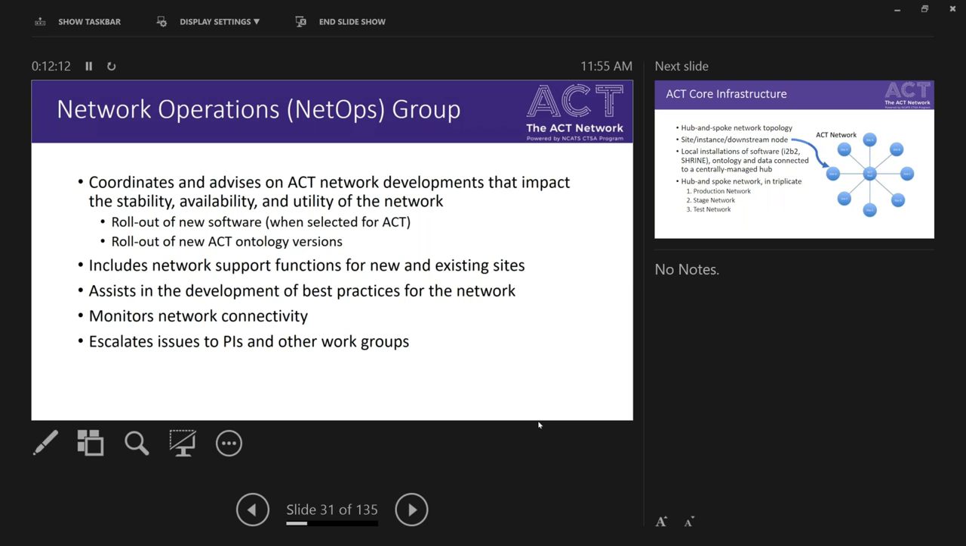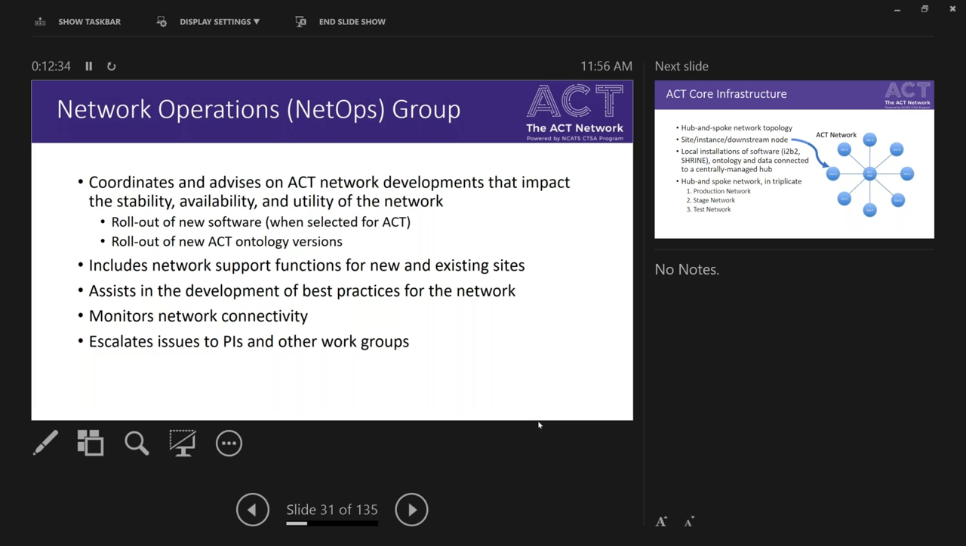Let me just introduce the concept of the network operations group. We realized, as Doug mentioned, that the fact that we have to juggle and manage IPv2 versions, Shrine versions, ontology, and things like data processes and maintenance, all of this requires some level of coordination. So there is now a network operations group that came about just out of necessity.